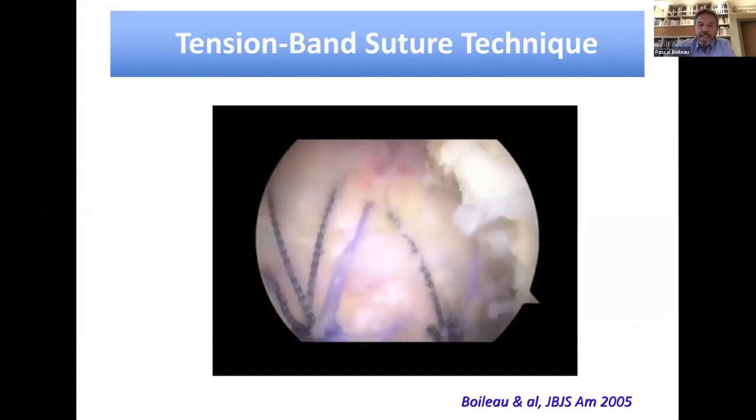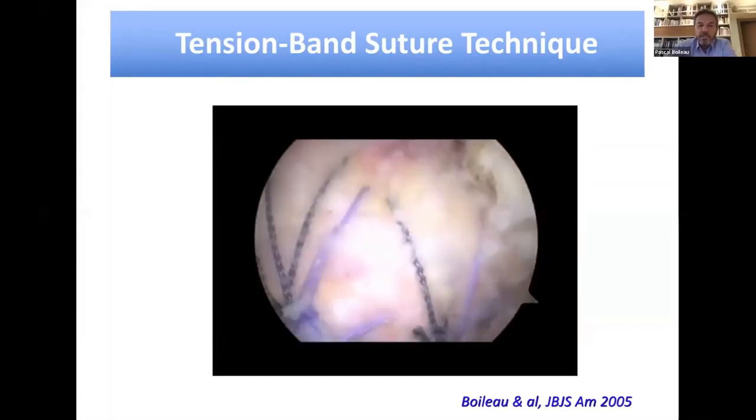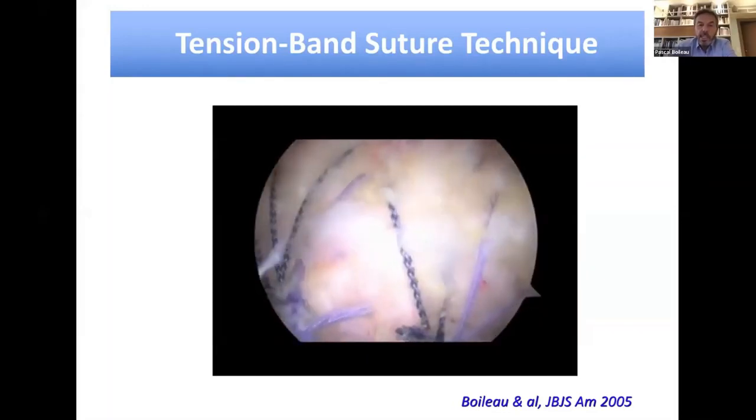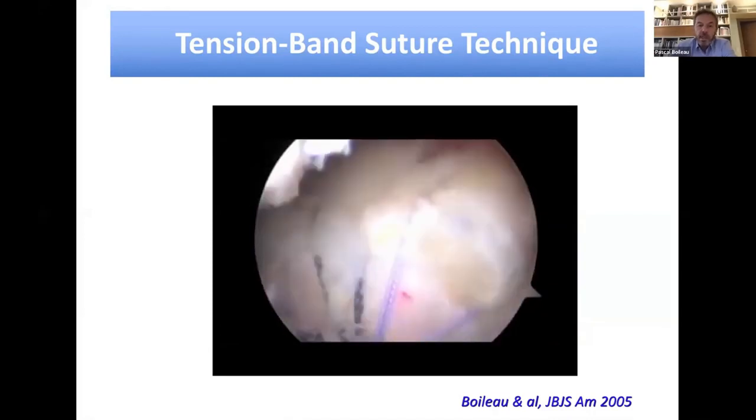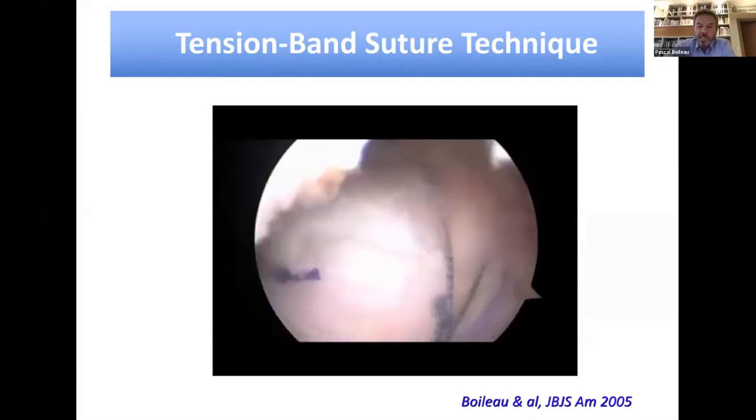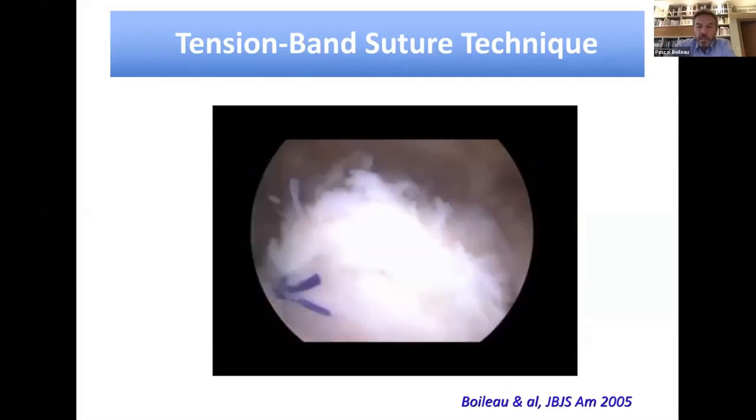And it's very anatomic. You see here, you have 4 tension band sutures. And with this technique, in small and medium tears, we had about 100% of tendon healing. So it's still a technique that I use, and I will show you this in a minute.